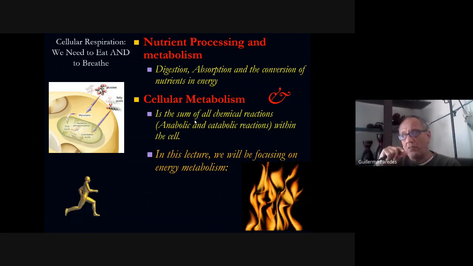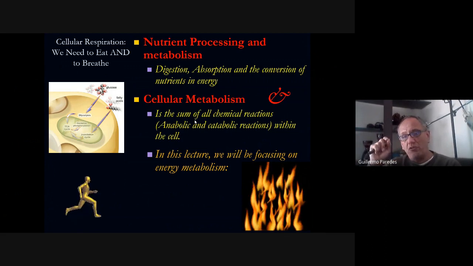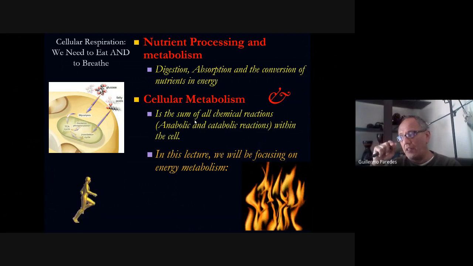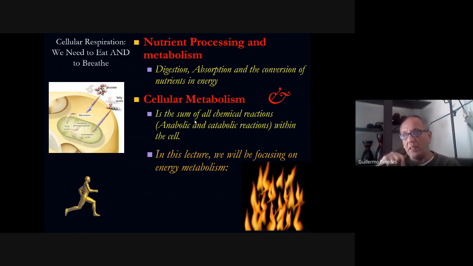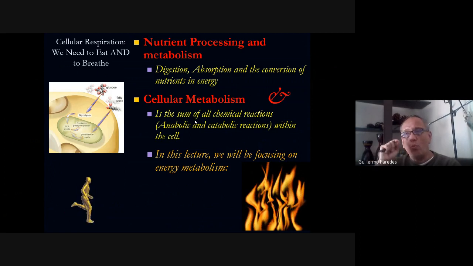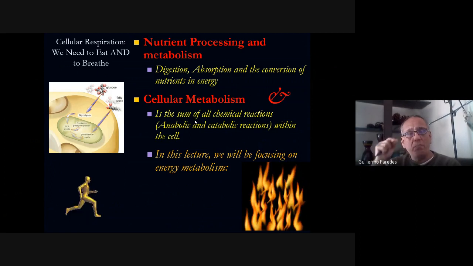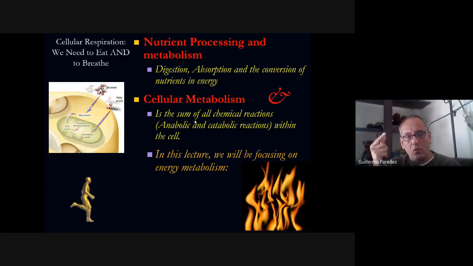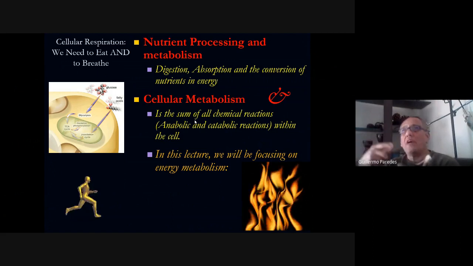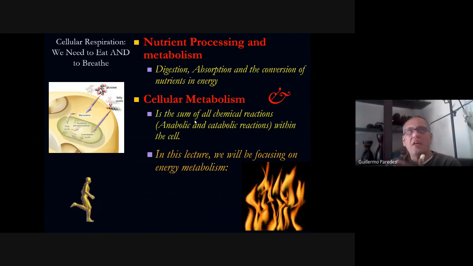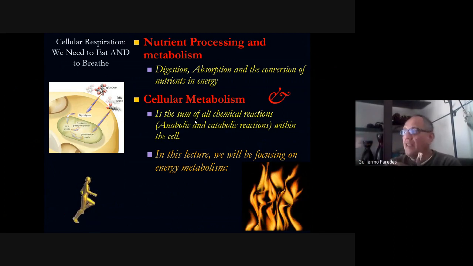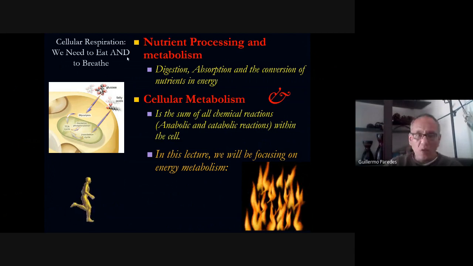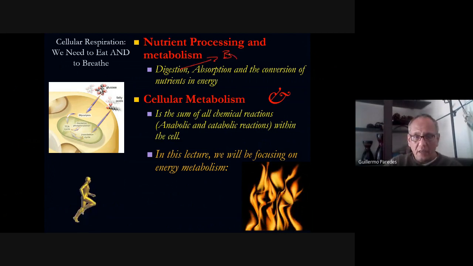So nutrient processing and metabolism. Let's read these two lines: digestion, absorption, and the conversion of nutrients into energy. Okay, so what does it mean? First of all, I want you to know what digestion is. Digestion, please just think about it in one word only. What is digestion? You have a digestion of the food, right? What does it really mean? Digestion in one word is to break down the nutrients. Breakdown. So you're going to break it down. So that is what you're doing.